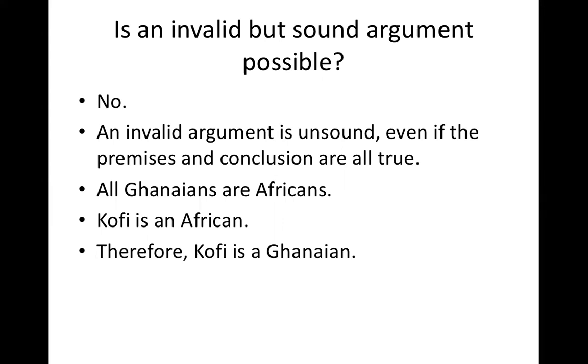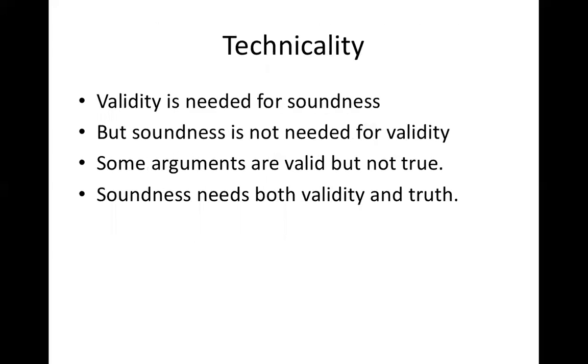So soundness needs both validity and truth. So validity is needed for soundness, but soundness is not needed for validity. Something can be valid and it's not sound. Some arguments are valid but not true. Soundness needs both validity and truth.